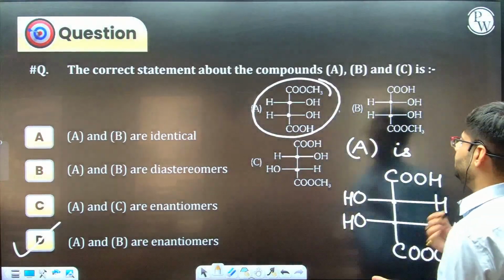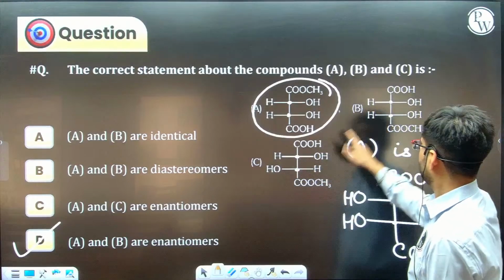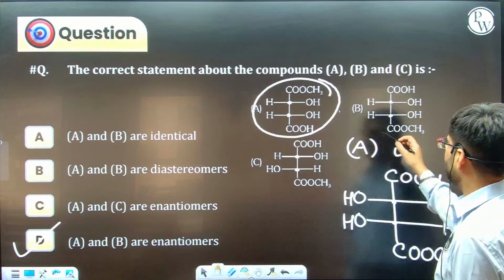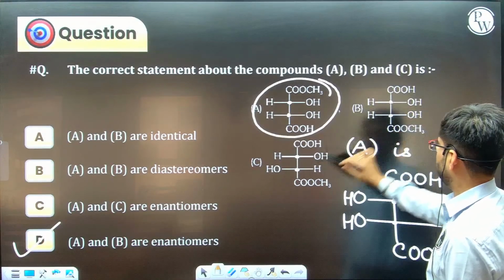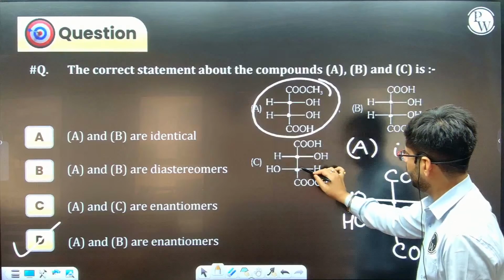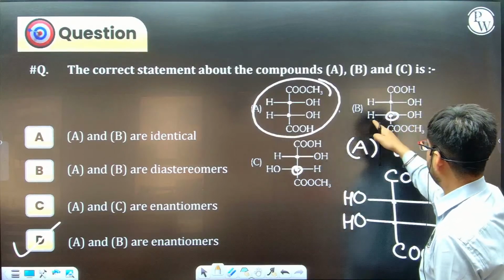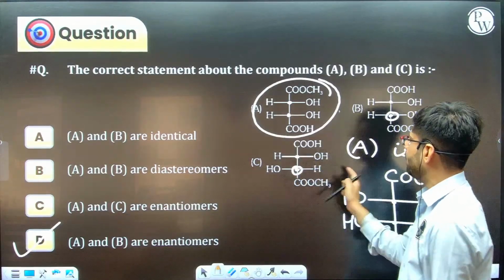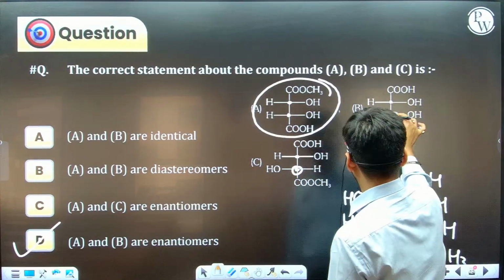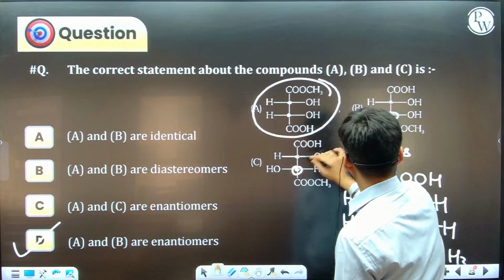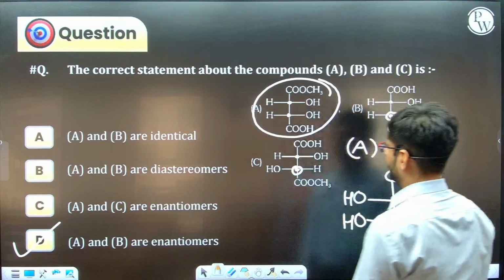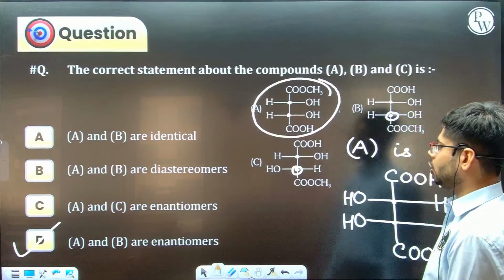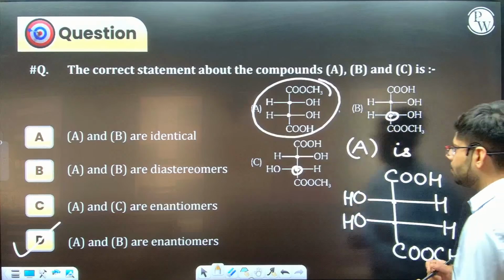What about B and C? B and C are again diastereomers. Why? Because inversion has happened around this carbon. If you compare B and C, then look at this, here between H and OH interchange has happened, one swap has happened, so I'll say inversion has taken place around this carbon, whereas around the topmost carbon nothing has happened. So B and C are diastereomers, A and B are enantiomers. So option D is correct.